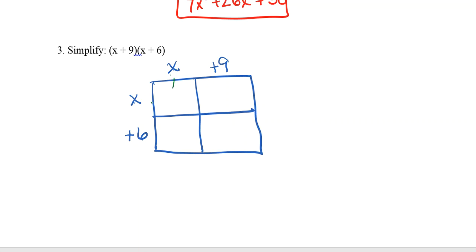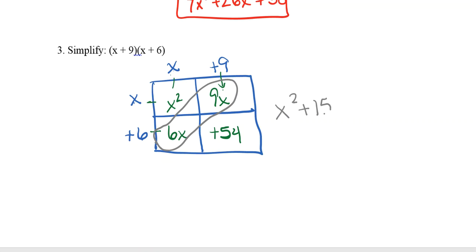So x times x is x squared. Now this box is being created by the 9 and the x, so x times 9 is 9x. This bottom one is being created by the x and the 6, so that's 6x. And this bottom right-hand box is being created by the 9 and the 6, so that's a positive 54. Now if you use this method over and over again, you'll notice your like terms are always in this diagonal. So our final answer is x squared plus 15x plus 54.